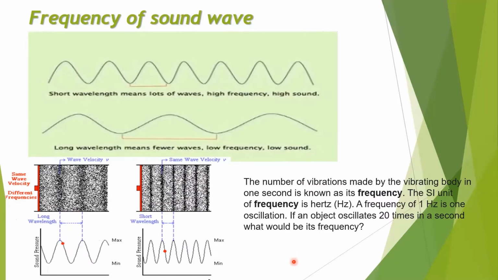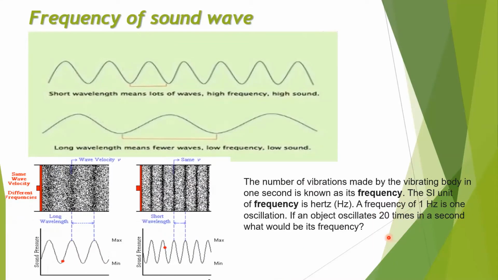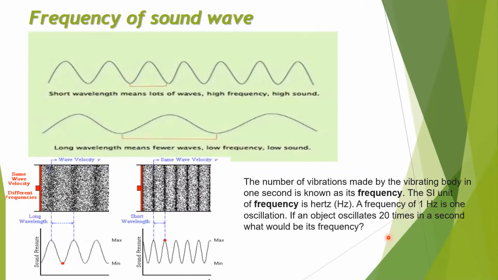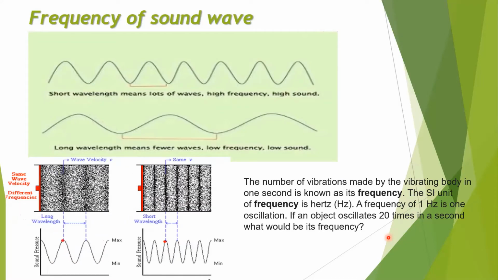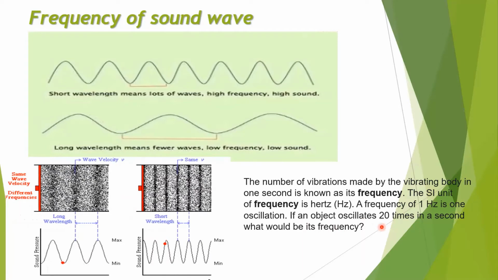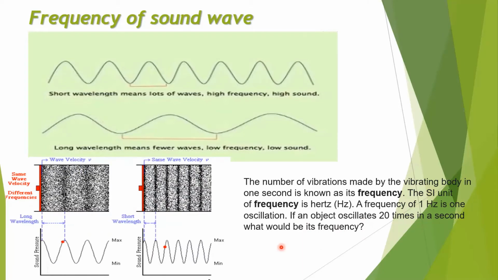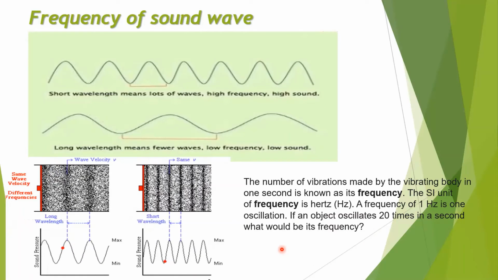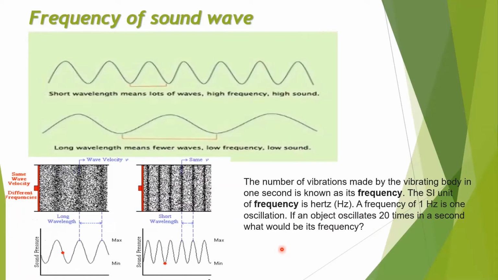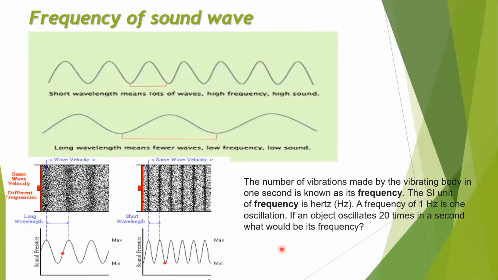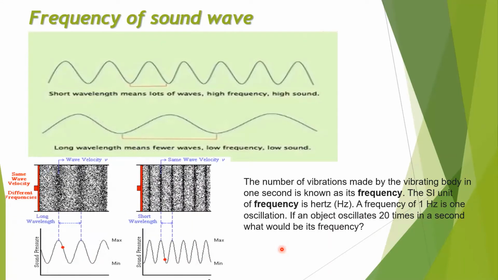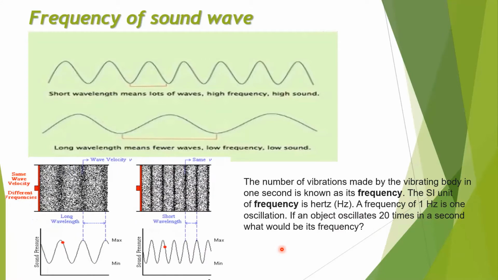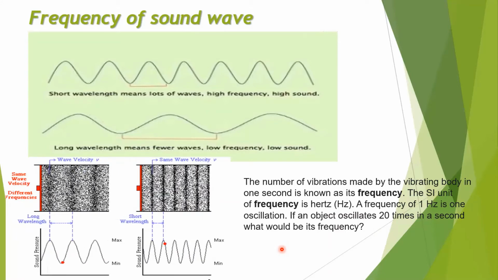The SI unit of frequency is hertz. A frequency of 1 hertz is 1 oscillation. Here is a question for all of you. If an object oscillates 20 times in a second, what would be its frequency? The answer is that if an object oscillates 20 times in a second, the frequency would be 20 hertz. As the SI unit of frequency is hertz, that is why we used hertz here, and a frequency of 1 hertz is 1 oscillation.